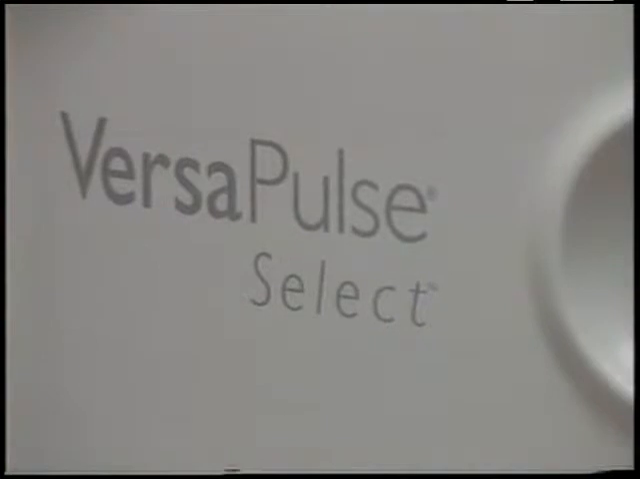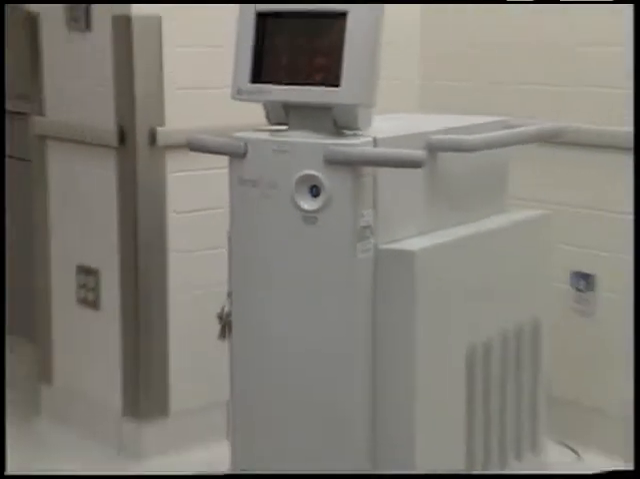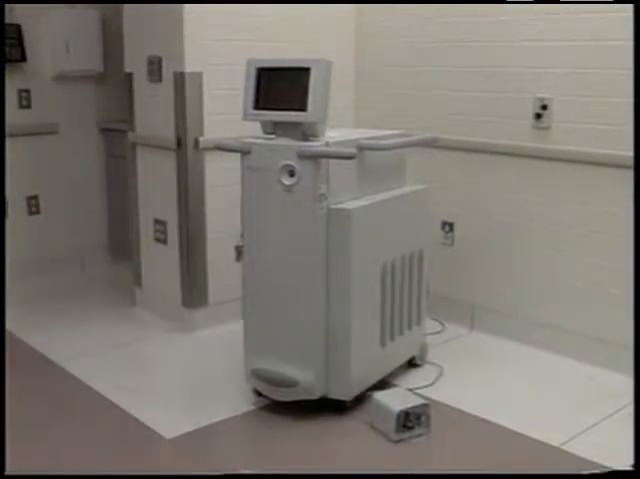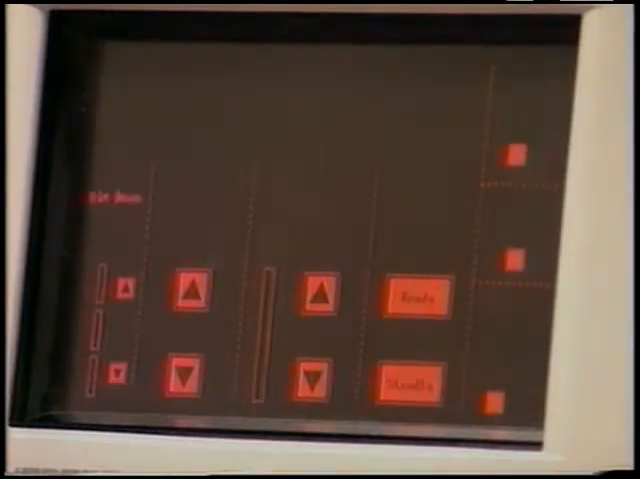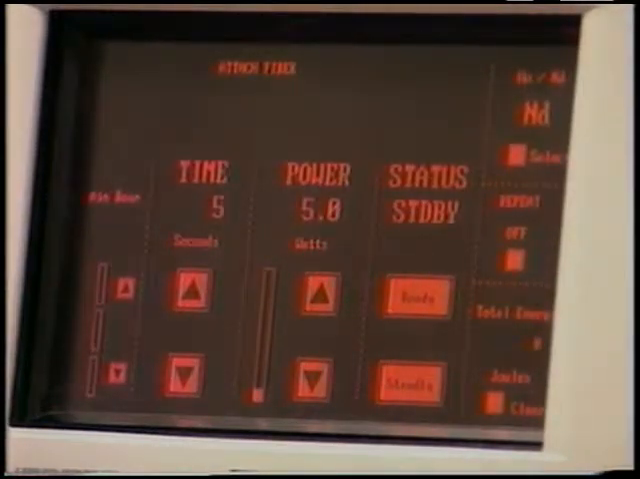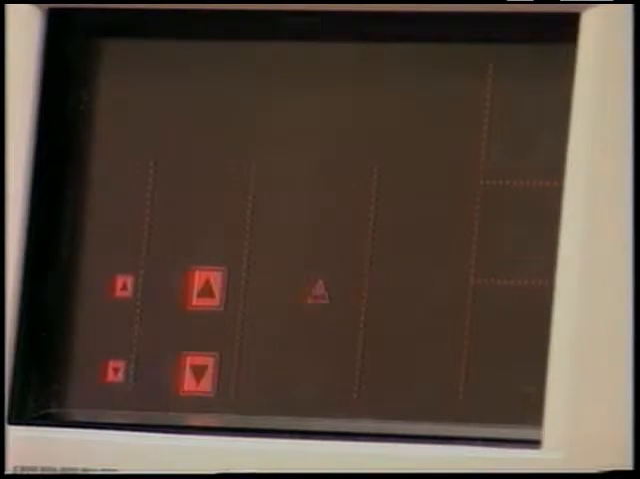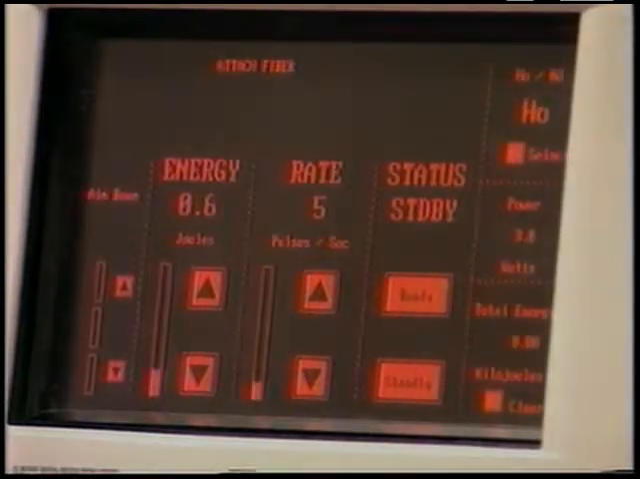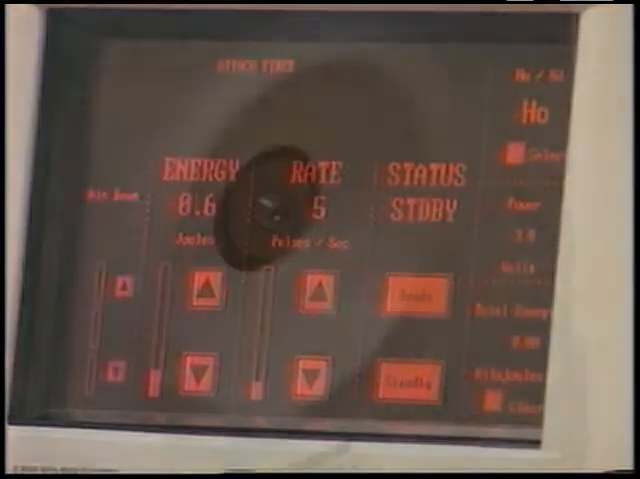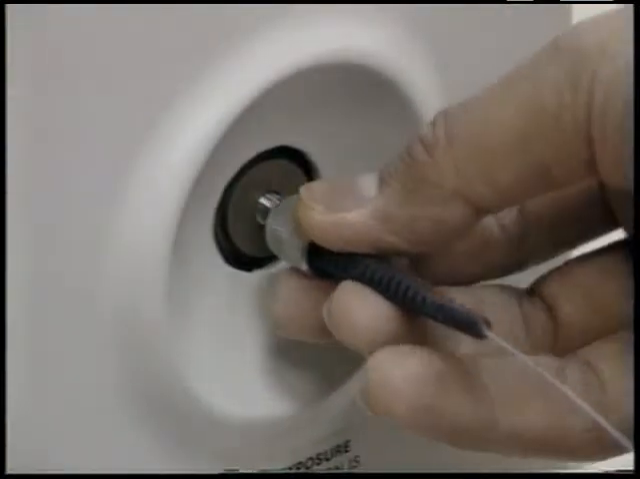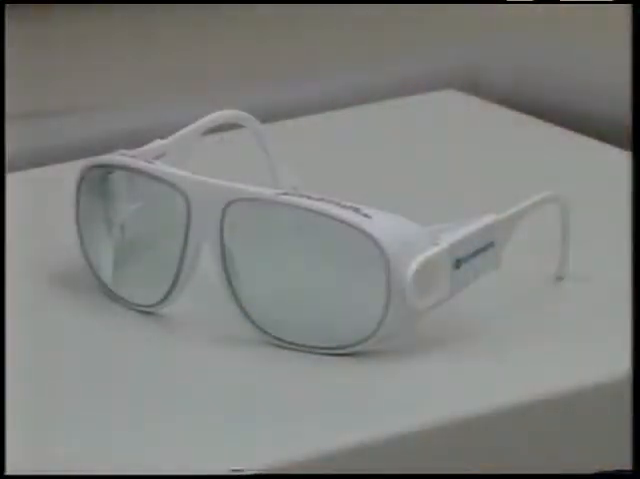The VersaPulse Select contains two laser units, a neodymium YAG and a Holmium YAG. The entire device is controlled from a touch-sensitive display. Either laser can be selected. The energy level and duration can be selected for the neodymium YAG. When the Holmium is used, the energy level and pulse frequency can be set. The individual fibers can be attached through the SMA adapter. Appropriate eyeglasses for the neodymium or Holmium laser, or for both, are used during laser activation.